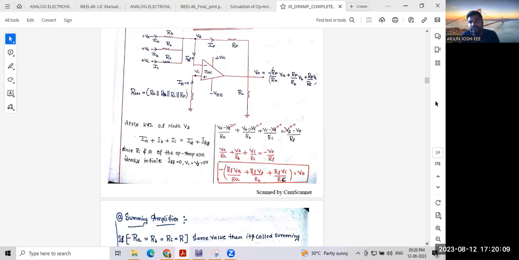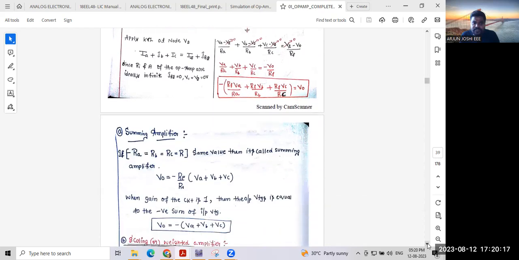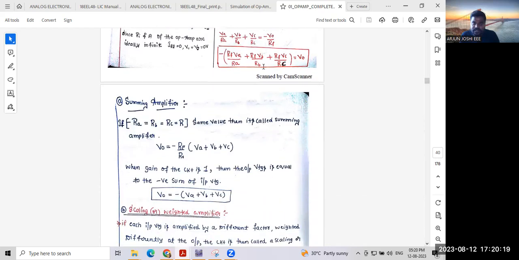With the help of this equation, we can find out the real-time equations for summing, scaling and averaging. How do we need to find them? We know the basic equation now. Consider this equation for a summing amplifier. If RA, RB, RC equal R, meaning RA 1K, RB 1K, RC 1K, the overall resistance values are the same. Then it is called a summing amplifier.